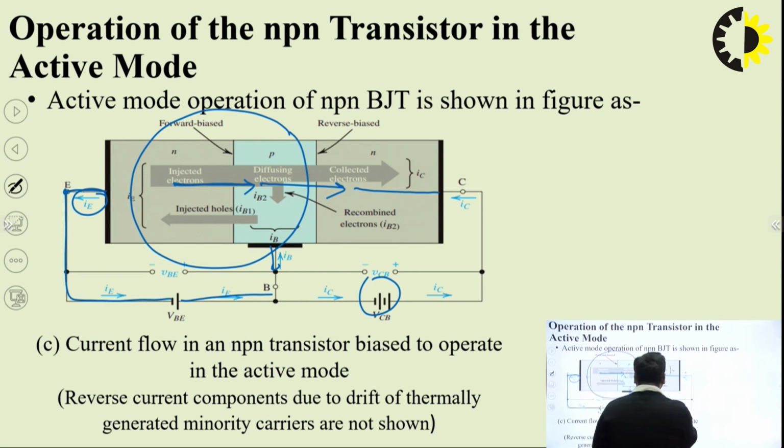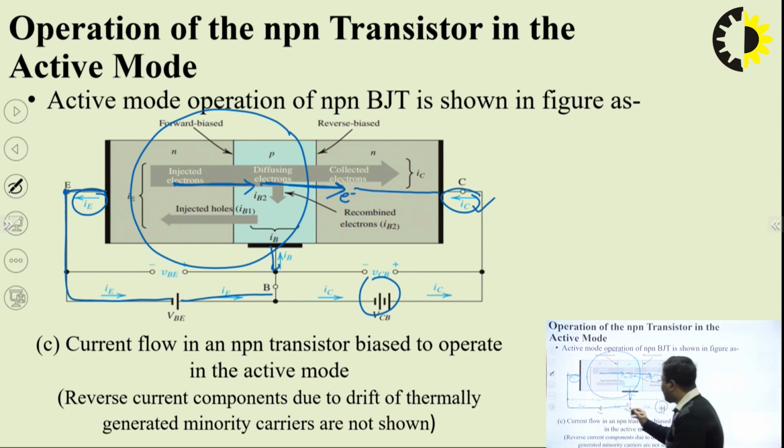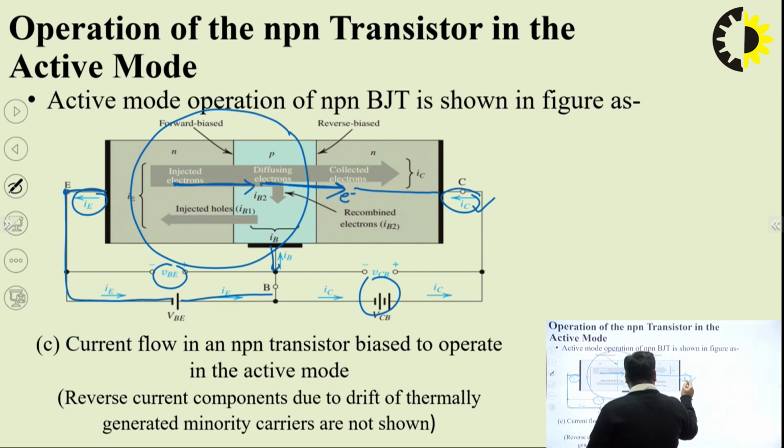At the collector terminal, we are getting electrons from emitter to collector. So the direction of flow of electrons is in the forward direction, and we are getting collector current in the reverse direction of flow of electrons. So the current at the collector terminal can be controlled by VBE, that is the base to emitter voltage. Also we can say that the value of collector current IC depends upon the injected electrons from the emitter to base.